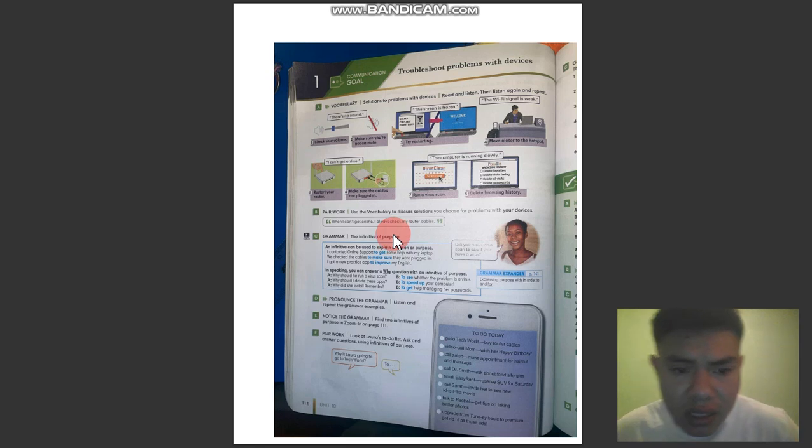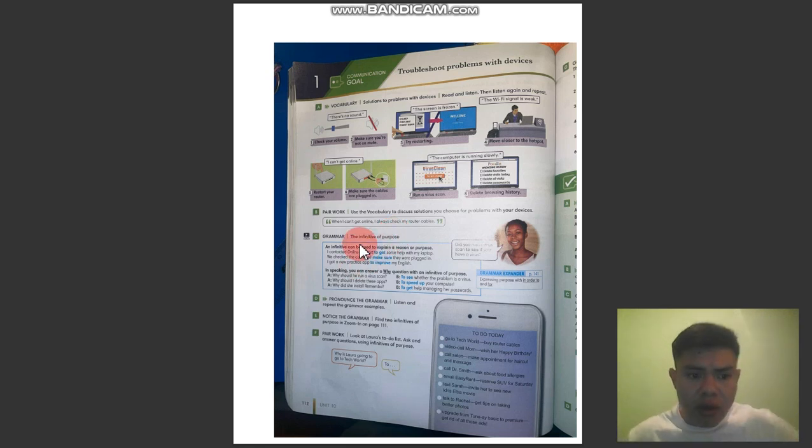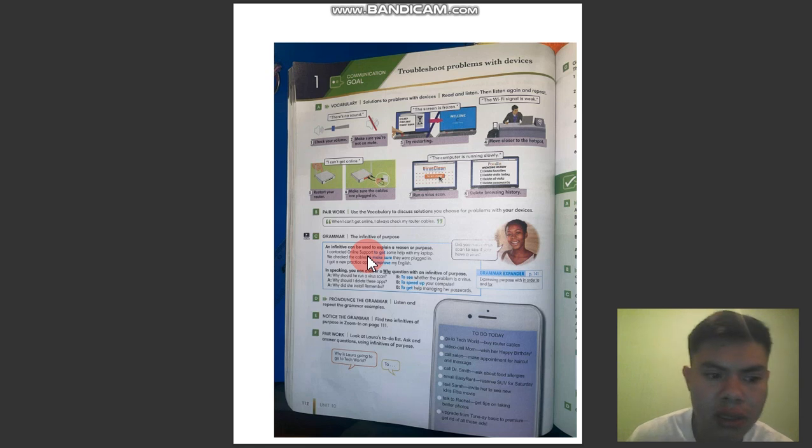Later, in exercise C, we learn about grammar, specifically infinitives. Infinitives are a verbal form in English used to express an action or state without indication of time or subject. They are formed by the word to followed by the base form of the verb. Examples of infinitives include to eat, to run, to learn, to speak, and more.